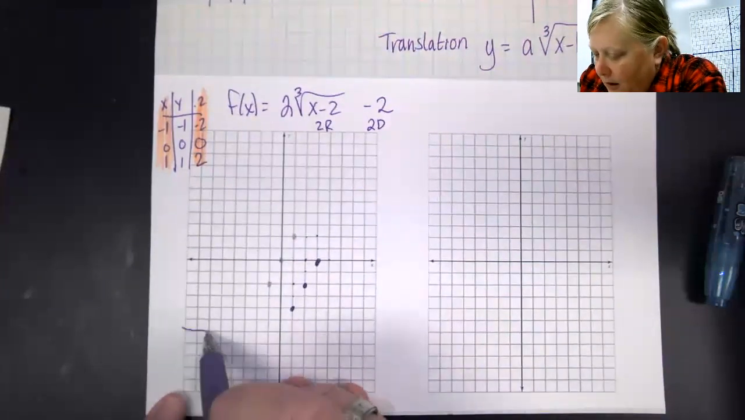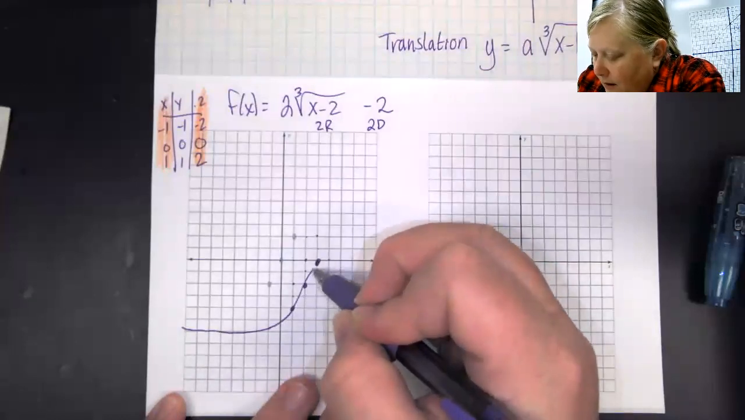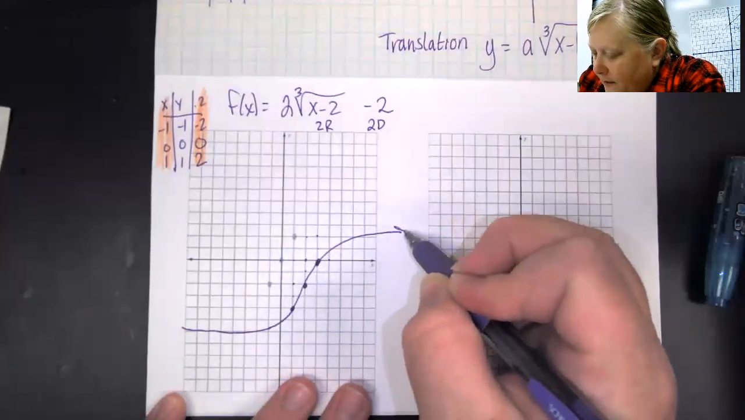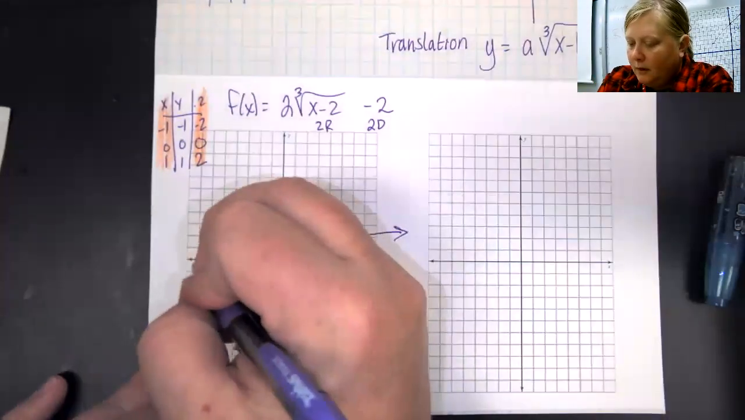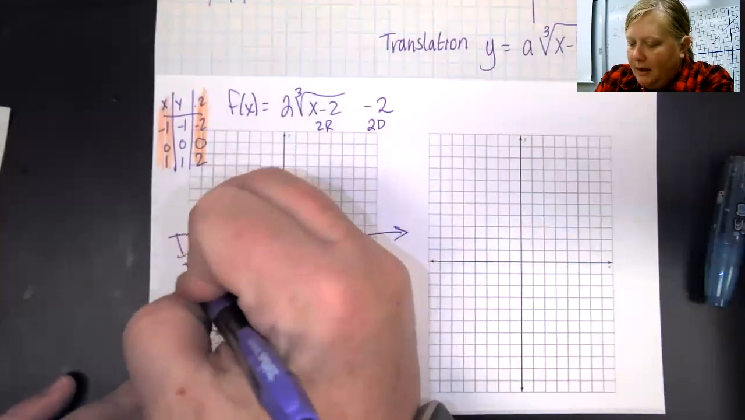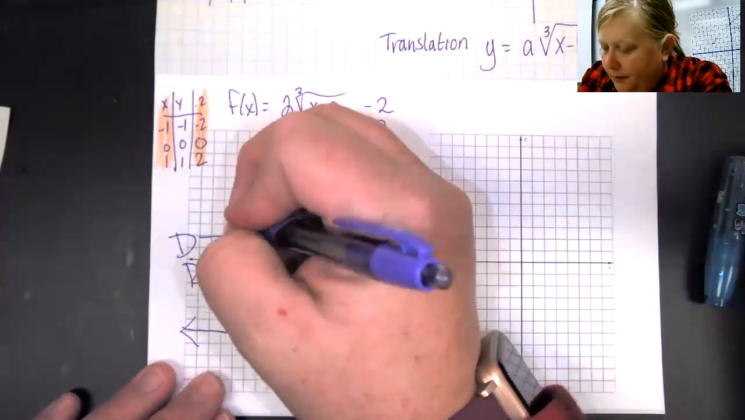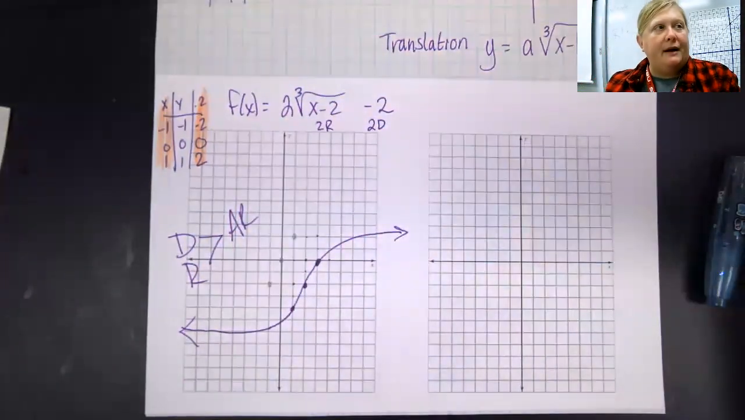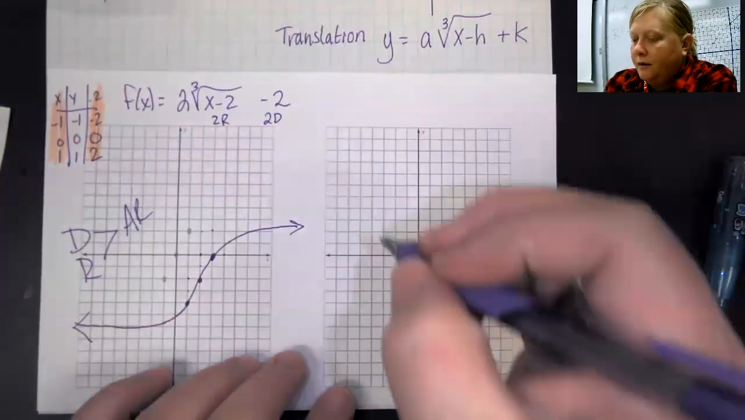I always draw from left to right. So I'm coming along, I'm a snake. Here I come, up like this. Done. Wasn't that nice? Okay. Domain, range, all real values. Every single time.